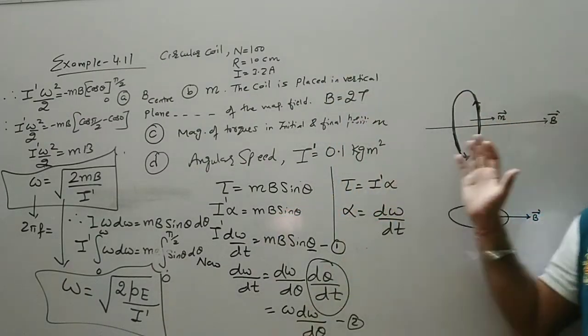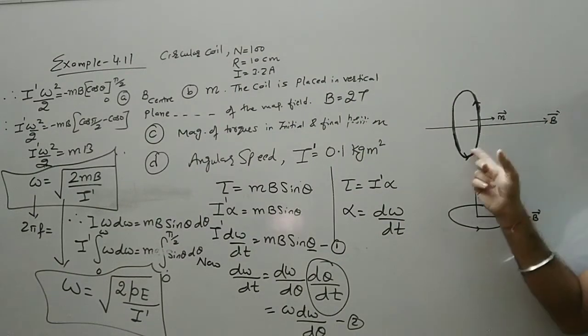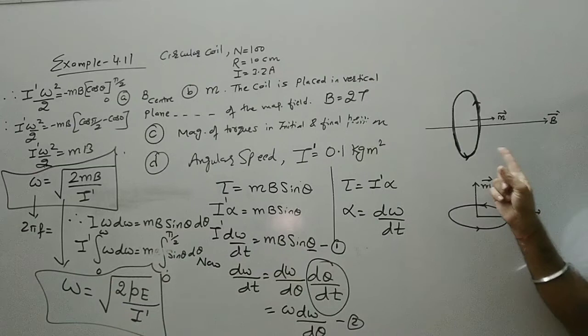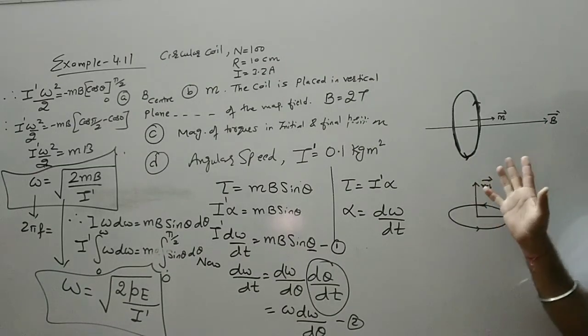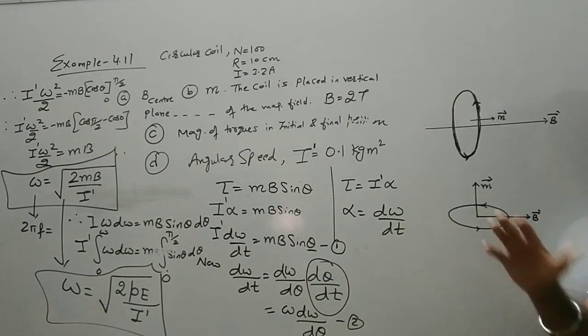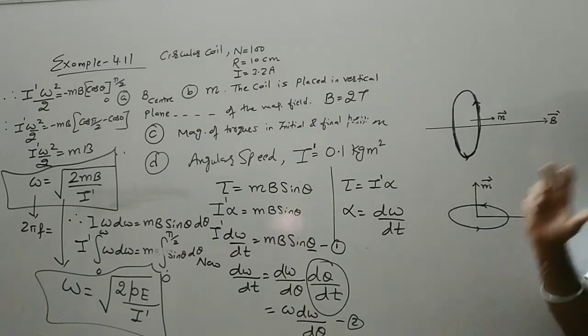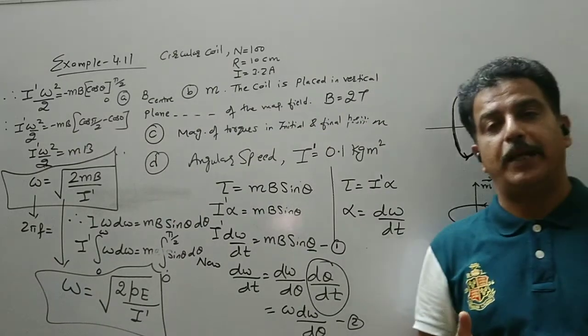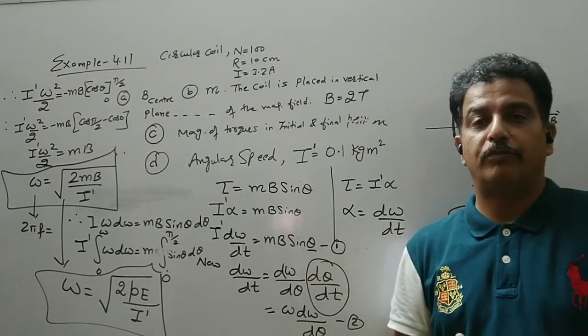So this coil, initially when it is placed like this, is in its normal position. We know that when the dipole is in the normal position, the resultant force is 0 and the torque is also 0. But when it makes an angle theta, the resultant force is always 0 on a dipole, but a torque acts on it, and due to the torque it rotates in the electric or the magnetic field, whatever is the case, till it gets aligned in the direction of the field.